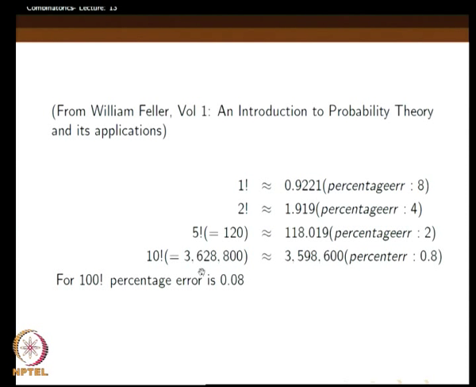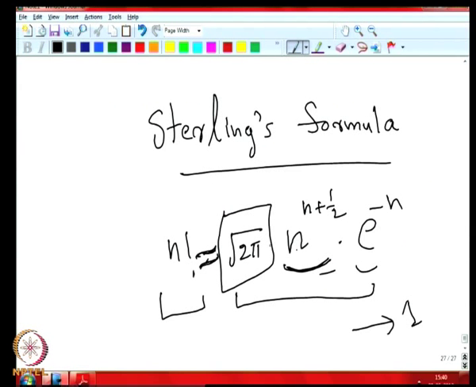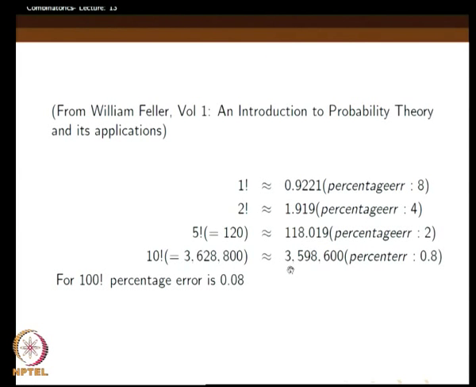When you go to 10 factorial, the value is 36 lakh 28,800. If you evaluate the other side, we will get something like 35 lakh 98,600. The percentage error has gone down to 0.8 here. On the other hand, the difference is increasing, but ratio wise it is getting closer and closer to 1. When you go to 100 factorial, the error is reducing to 0.08 percent. So it is better and better, is what the claim is.